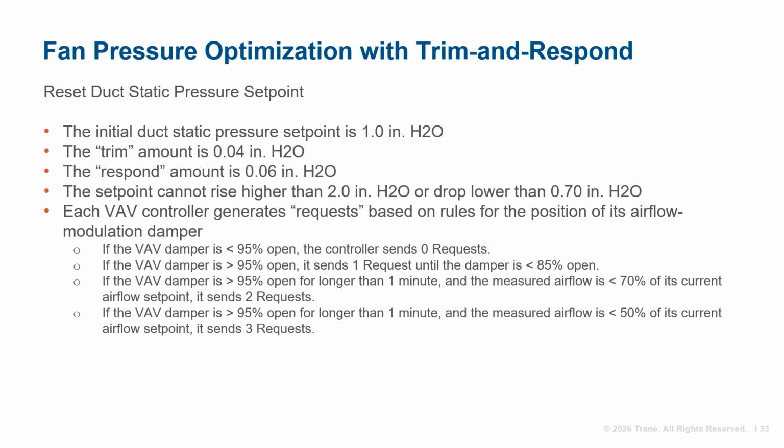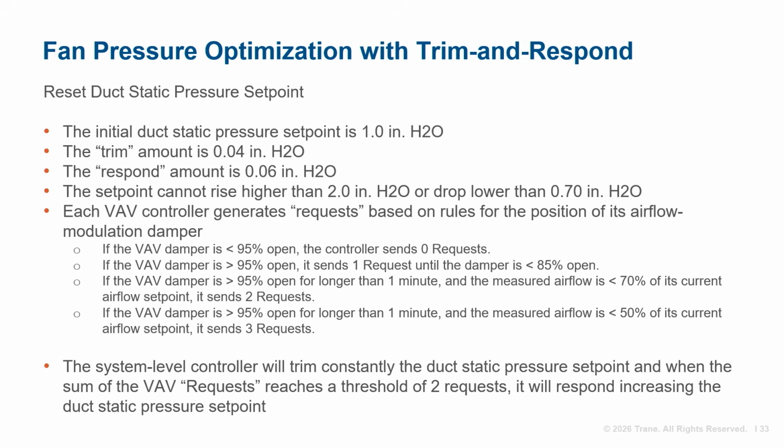If the VAV damper is more than 95% open for longer than 1 minute, and the measured airflow is less than 50% of its current airflow setpoint, it sends 3 requests. The system level controller will trim, or constantly reduce, the duct static pressure setpoint until the sum of all the VAV boxes' requests reaches a threshold of 2 requests. After 2 requests, the system will respond, increasing the duct static pressure setpoint in increments of 0.06 inches until there are 2 or fewer requests.